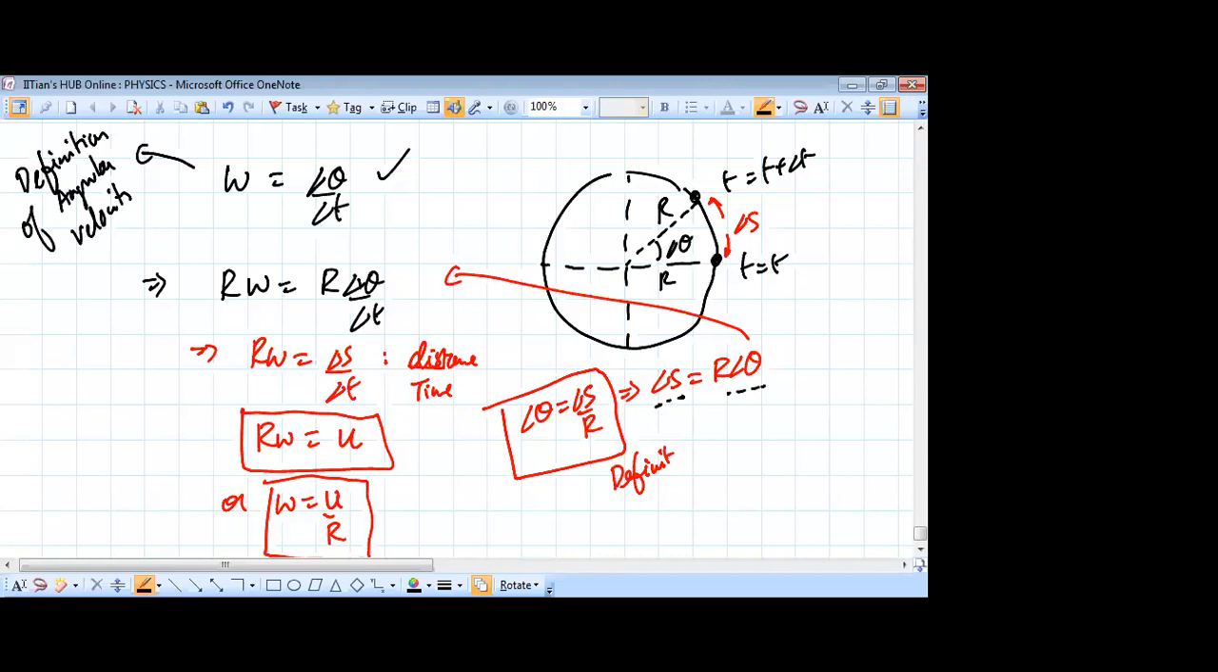So in a time delta t, if it's covering an arc length of delta s, then that arc length delta s is r delta theta. So back to this definition, I can replace this r delta theta with delta s. And delta s is nothing but the distance traveled by the particle in the time delta t. So this is nothing but the speed, the uniform speed u, because remember, we are talking about a uniform circular motion. Is it clear now? Is the derivation clear?